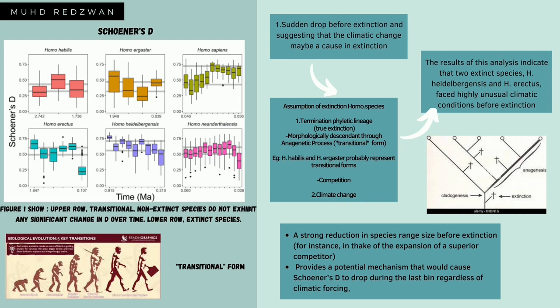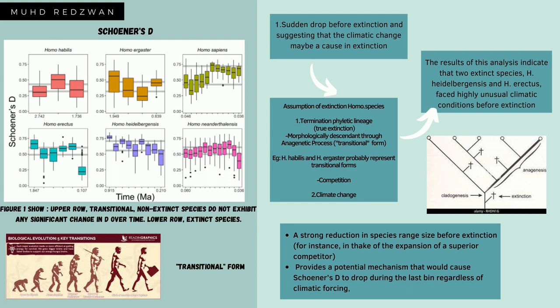The investigators in this article examined the sudden drop that occurs before the extinction of Homo species. It suggests that climatic change may cause the extinction, but there are some other assumptions about the extinction of Homo species. The first is the termination of a phyletic lineage. I have one example picture of the anagenesis process. Anagenesis occurs when the common ancestor evolves a different morphology but remains the same species, still connected to their common ancestor.